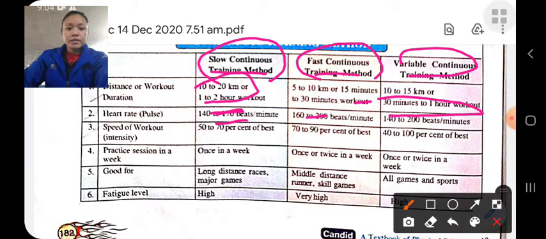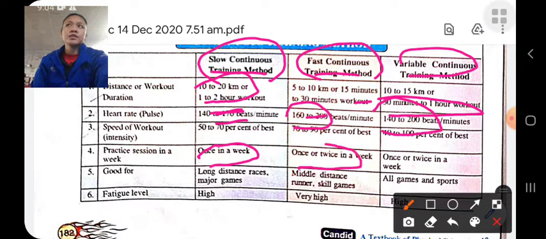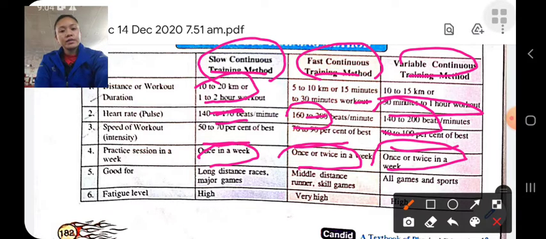Our heart rate should be 140 to 170 beats per minute in slow continuous, and in fast continuous our heartbeat should be 160 to 200 beats per minute. In variable continuous, our heartbeat is kept at 140 to 200 beats per minute. We should practice slow continuous once a week, fast continuous once or twice a week, and variable once or twice a week. In speed, slow continuous is 50 to 70% of the best, fast is 70 to 90, and variable is 40 to 100.